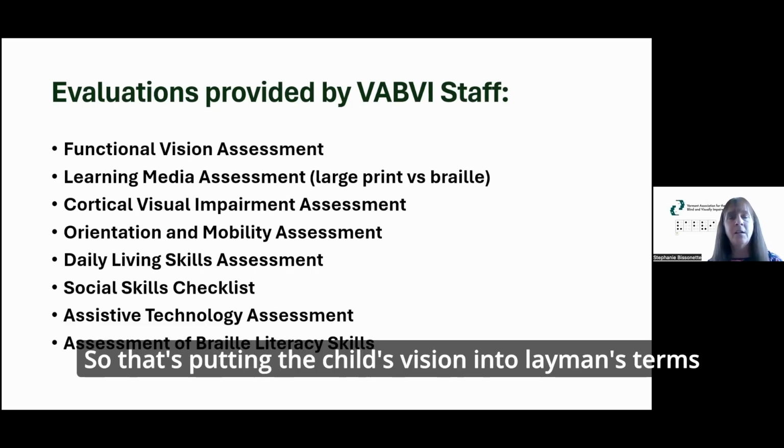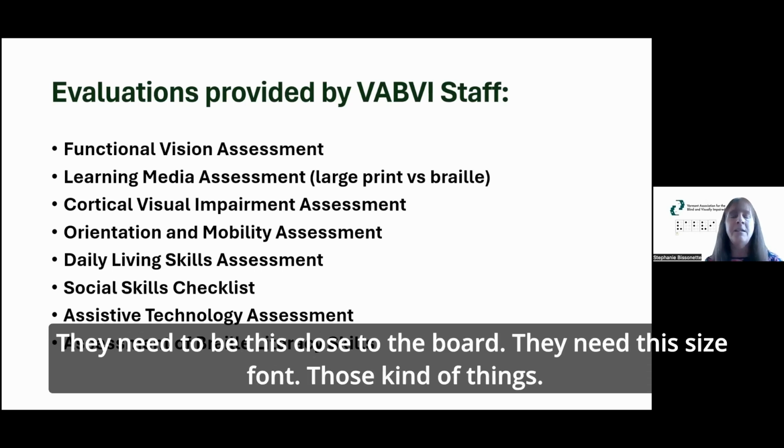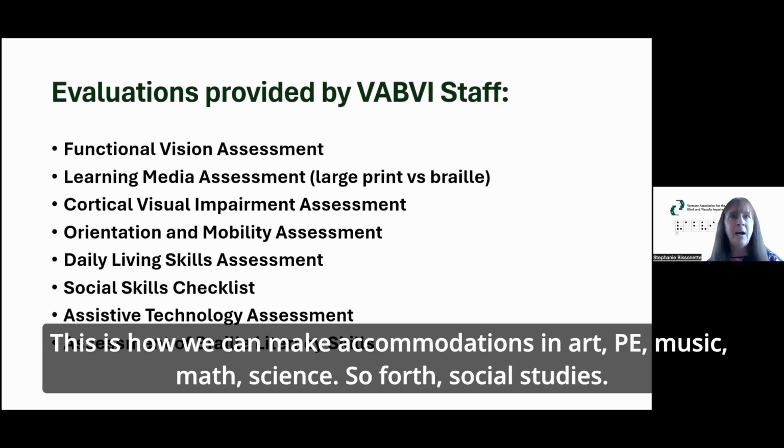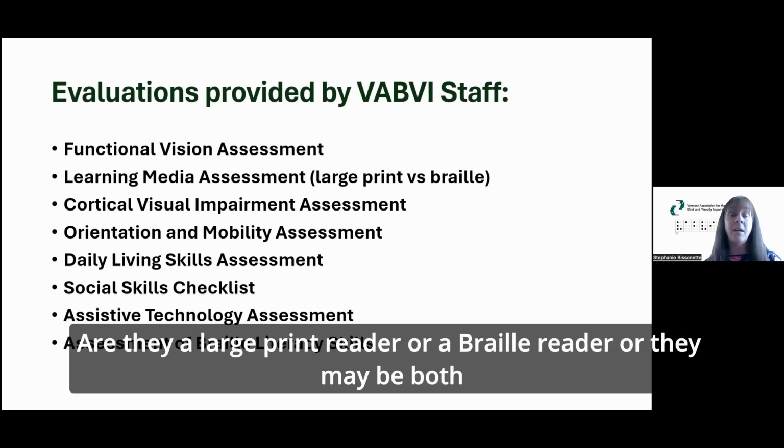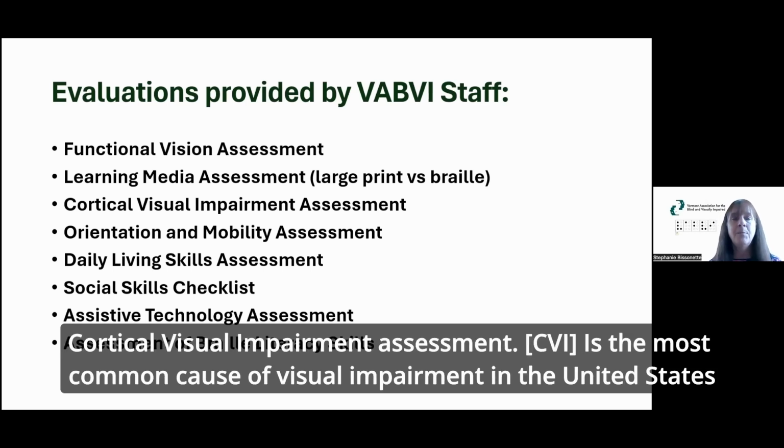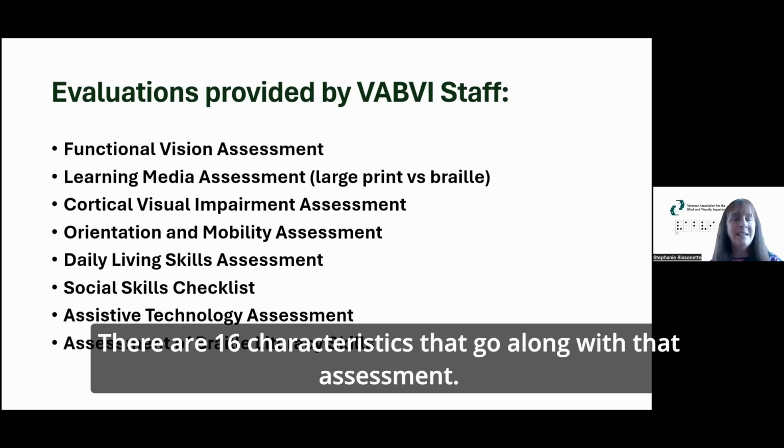So that's putting the child's vision into layman's terms. They need to be this close to the board. They need this size font, those kinds of things. This is how we can make accommodations in art, PE, music, math, science, social studies. Learning media assessment, those are for the students that are on the fence. Are they a large print reader or a Braille reader, or they may be both? Cortical visual impairment assessment; CVI is the most common cause of visual impairment in the United States. There are 16 characteristics that go along with that assessment.